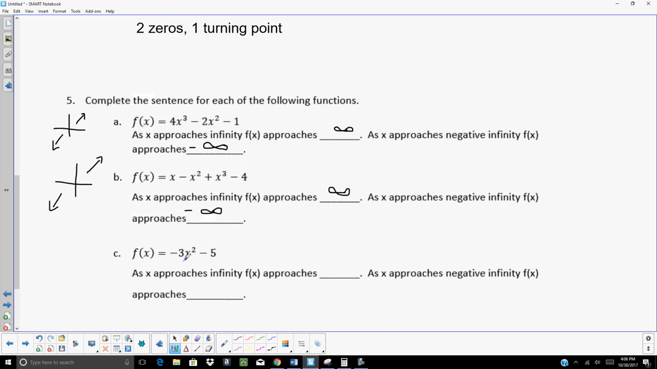On C, that is an even degree with a negative leading coefficient. So my end behavior is down, down. So as x approaches infinity, f of x approaches negative infinity. As x approaches negative infinity, y is going to negative infinity.